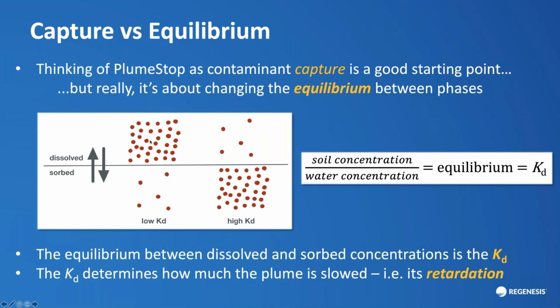So if this is our water concentration, high number, and this is our soil concentration, low number, divided by a big number gives us a very low KD, and vice versa. If we have a low dissolved concentration and a high sorbed concentration, we're going to have a high KD. I'm going to come back to the phrase KD again and again through this talk. Just recall that we're talking about the balance of mass, the balance of concentrations on the dissolved or the sorbed phases. The equilibrium, the KD, is what will determine how much this plume is slowed. In other words, its retardation.